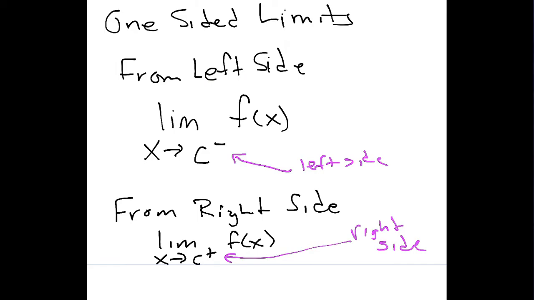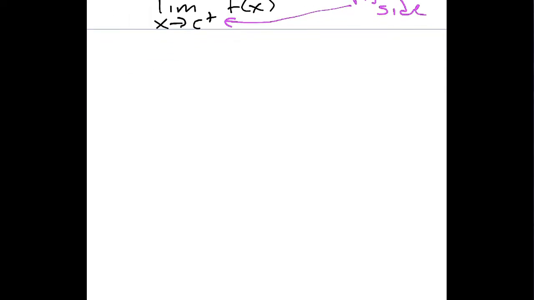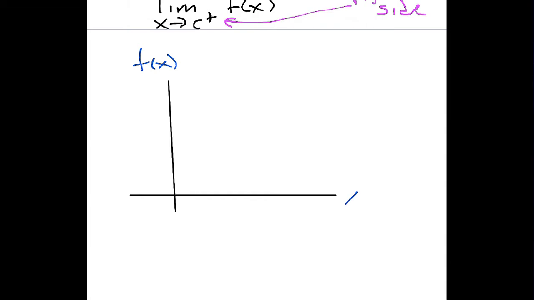So let me explain what that looks like. If I were going to draw a graph, and let's say I draw a graph and I have this function. So this is f of x up here. This is x down here. Let's say I have a graph that goes like this.